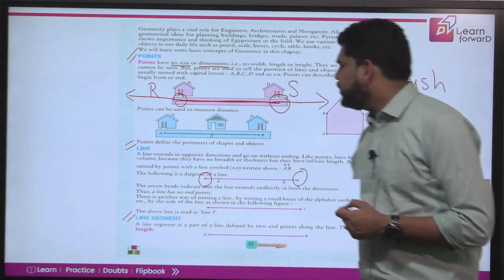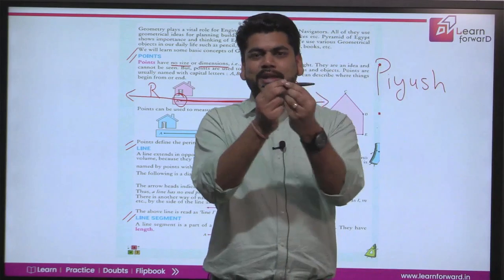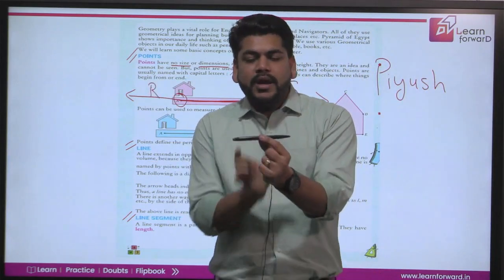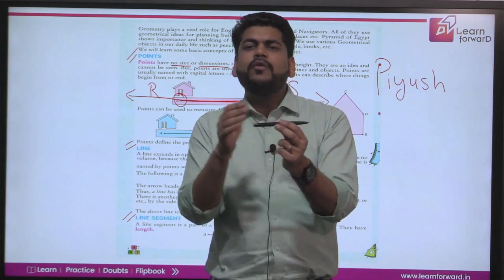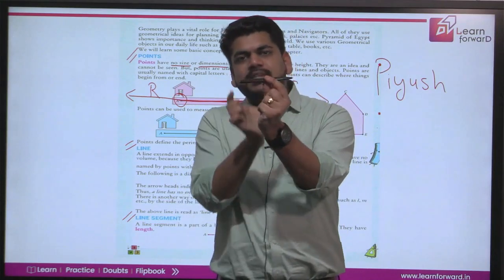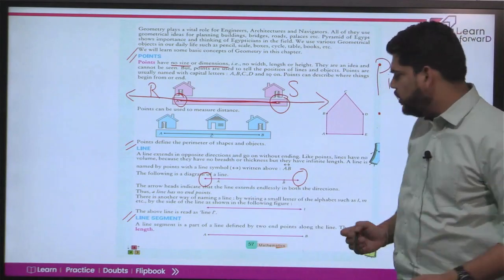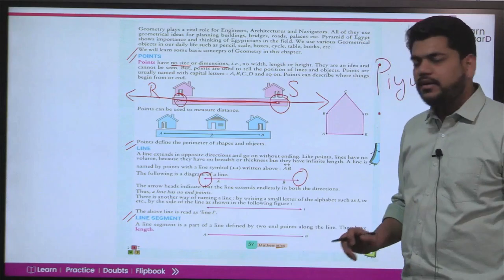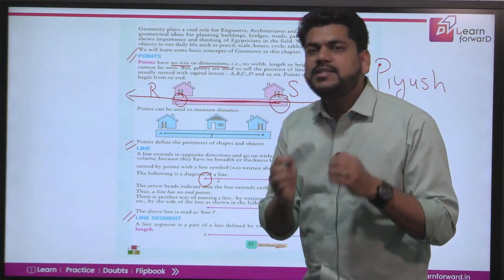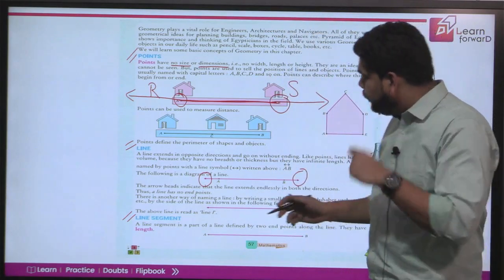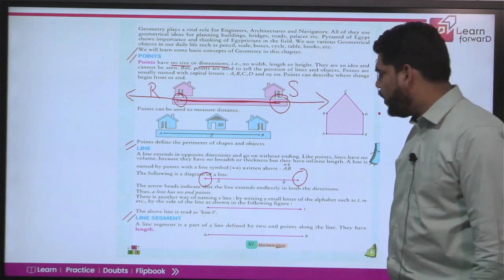Third one is line segment. Now if I talk about this pen, can you stretch this pen in any direction? The answer is no. It has a specific length, right? If I take a scale and measure it, I would say it's somewhere around 15 centimeters. So it's a segment. Segment means part of something. When we take AB as a part of this line, it has a specific distance, right? So when a line cannot be extended in any direction, it is called a line segment. Fine. So AB here is a line segment. There is no arrow at any end of any point.